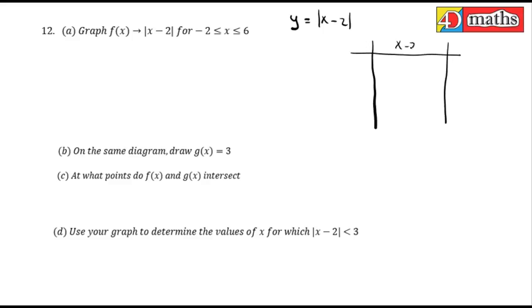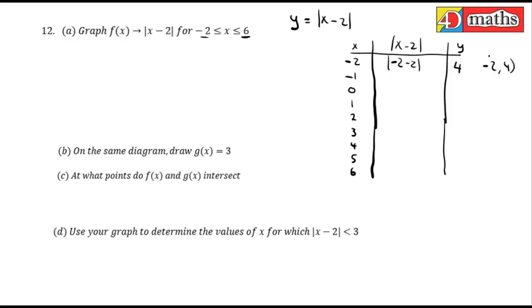Here's my function, and it's going all the way from −2 to 6. So I'm going to list all the values for x: −2, −1, 0, 1, 2, 3, 4, 5, 6. I'm going to put them in. So it's |−2 − 2|. That works out to be −4, but because of the modulus it has to be positive. So this point is (−2, 4).